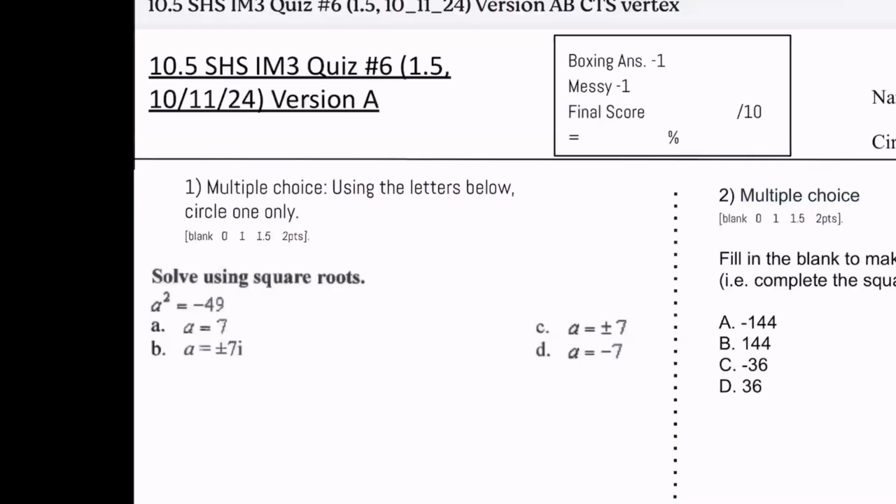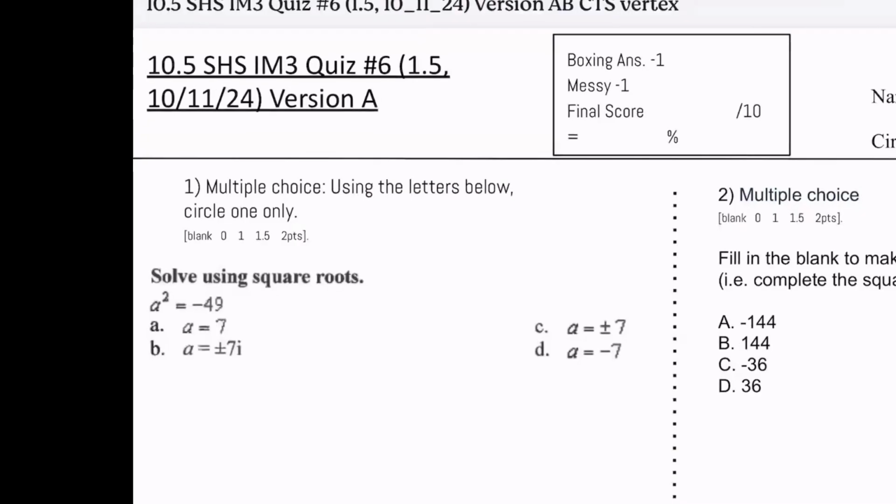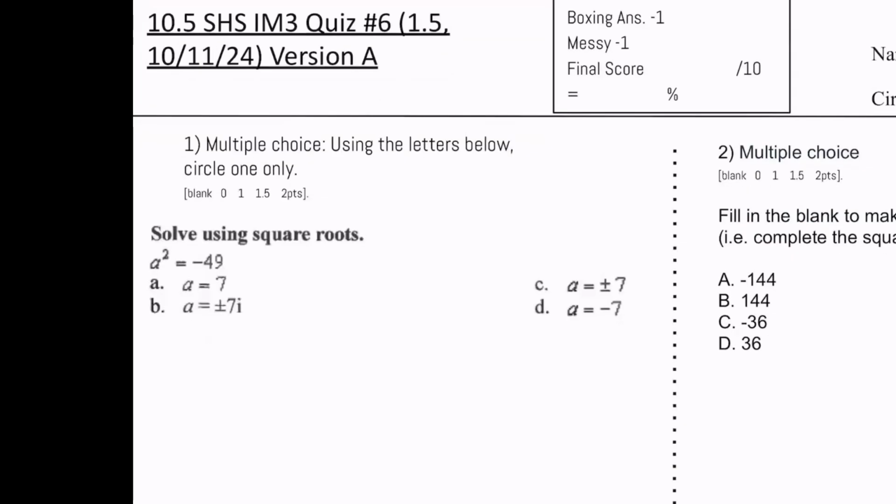Okay, let's look at the quiz we had on Friday. Okay, this is version A, first question. A squared is equal to minus 49. So if we want to solve this, we need to take the square root on both sides. So the square root of A squared is equal to the square root of minus 49.